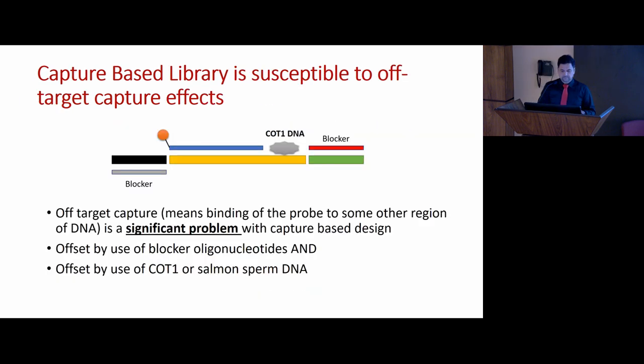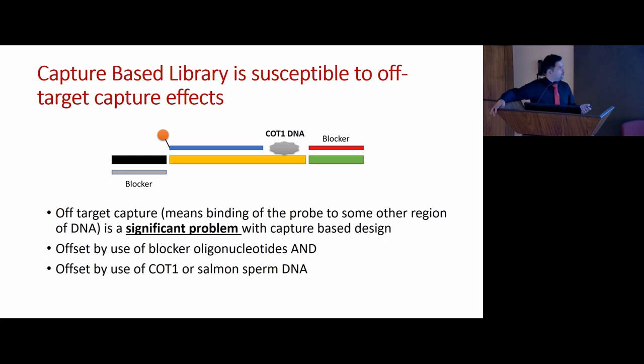But there is a problem. All capture based methods are susceptible to off target effects. Off target capture means you want to bind IDH1 exon 4, but something else is being bound. Okay, this is known as off target capture. Off target capture is always a problem with capture based methods.